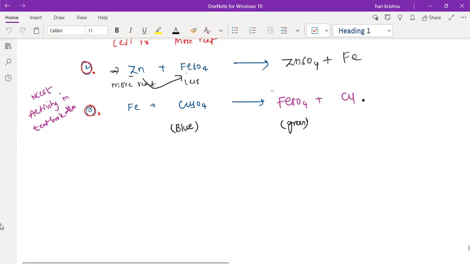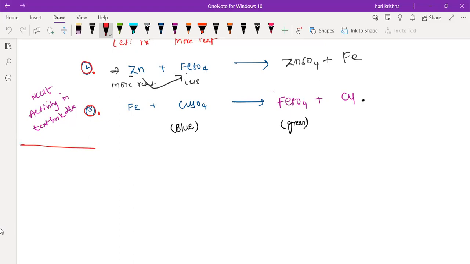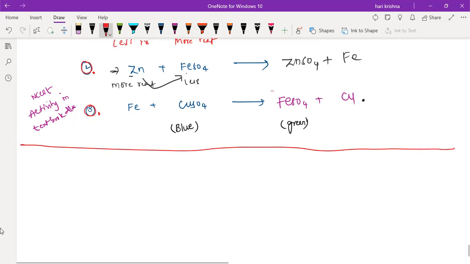So next one is the double displacement reaction. What is the meaning of double displacement reaction? Exchange of two ions is called double displacement. It is a chemical reaction in which two compounds react by exchanging ions, and it is called a double displacement reaction, right?